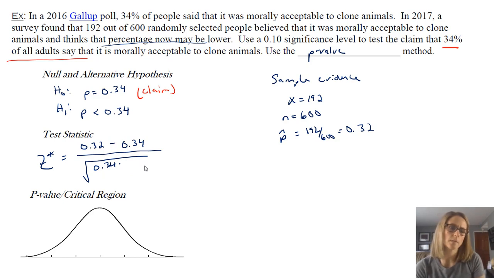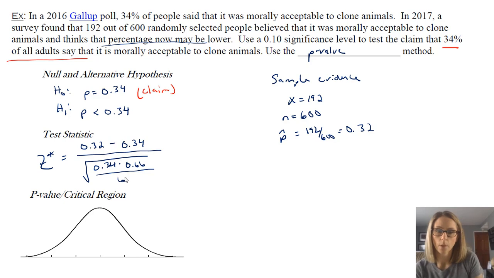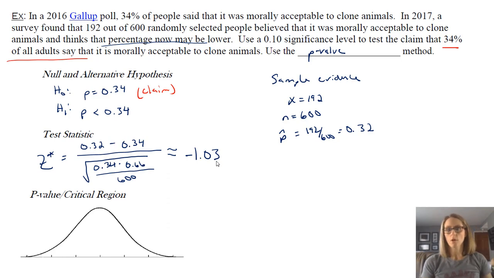So in this case, that should be 0.66, or you can just write 1 minus. Together they should make 1. And then we had 600 people, N. So if you put that all into your calculator, make sure that you can get the same number, negative 1.03. That is not a very strong test statistic.